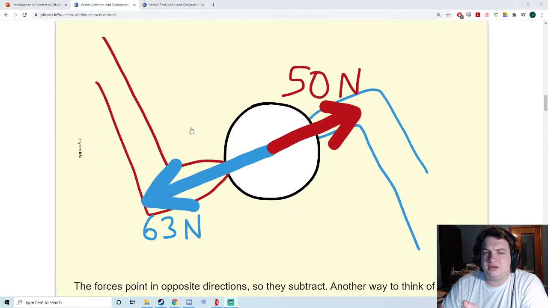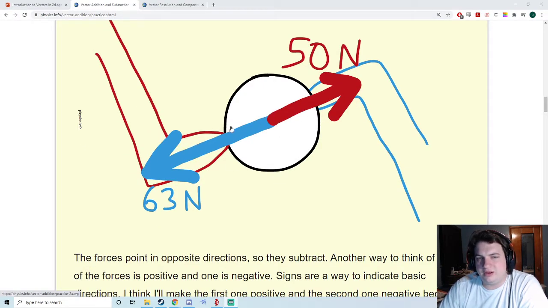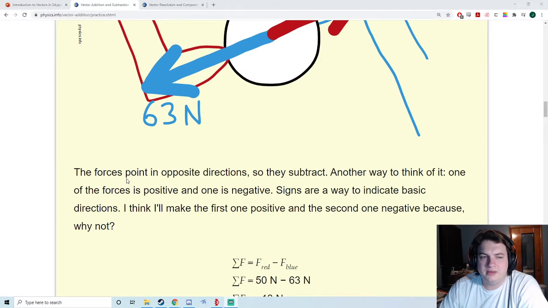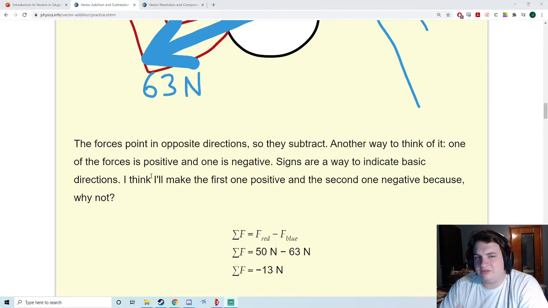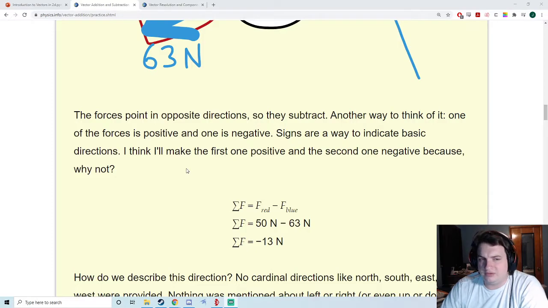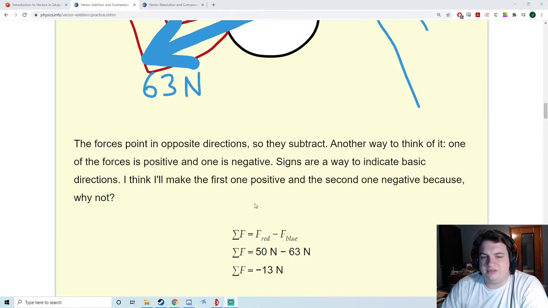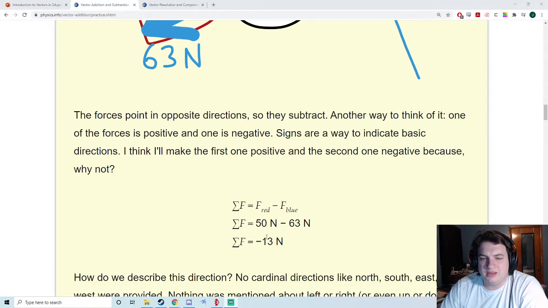But if we draw out our diagram, I have one foot kicking one way, going 50 newtons, and another foot going the opposite direction of 63 newtons. So if we're adding these, because this one's going the opposite direction, one of these is going to be negative. In this case, it should be negative 63 the way they have it drawn. So the forces are going to point in opposite directions, so we can either subtract our 63 or we can add the negative of that value. Both are the same thing. So we have our red player kicking plus the negative of our blue player, or in this case, subtracting the force of the blue player kicking it, and we end up with negative 13.